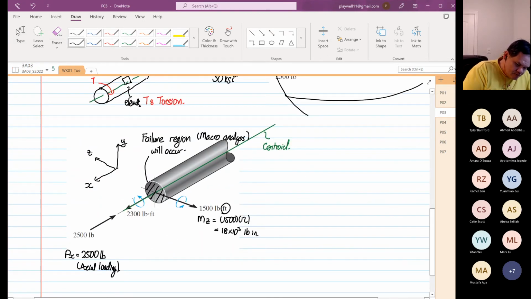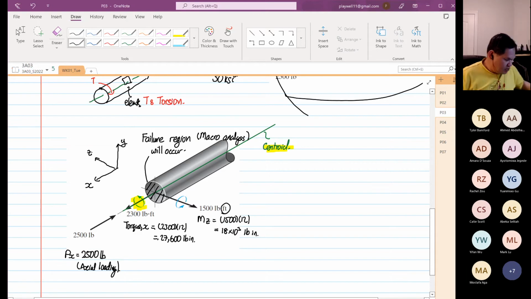And over here, because the moment is applied, when I say over here, I do apologize, the one that I'm highlighting down here, the rotation is applied on our centroid. Okay, so this is where we call our torque in the X direction. And this is equal to 2300 multiplied by 12. Okay, so 2300 times 12, so it's equal to 27,600 pound-inch of torque.